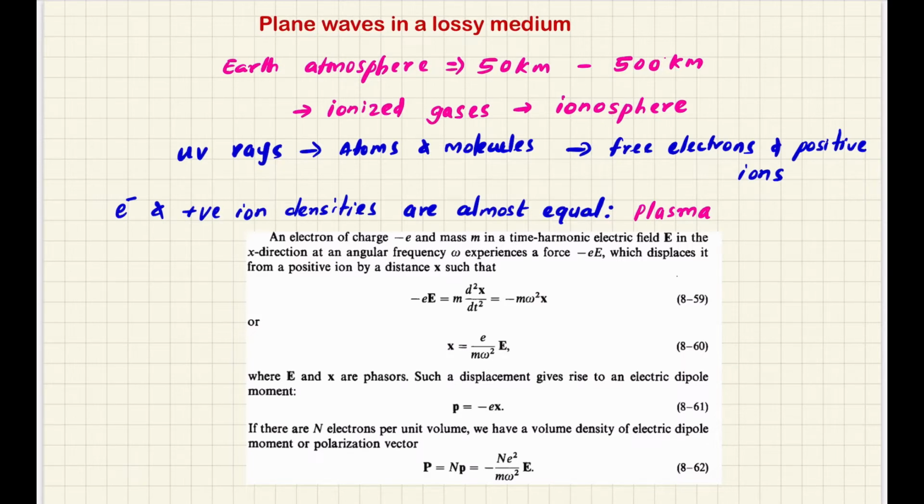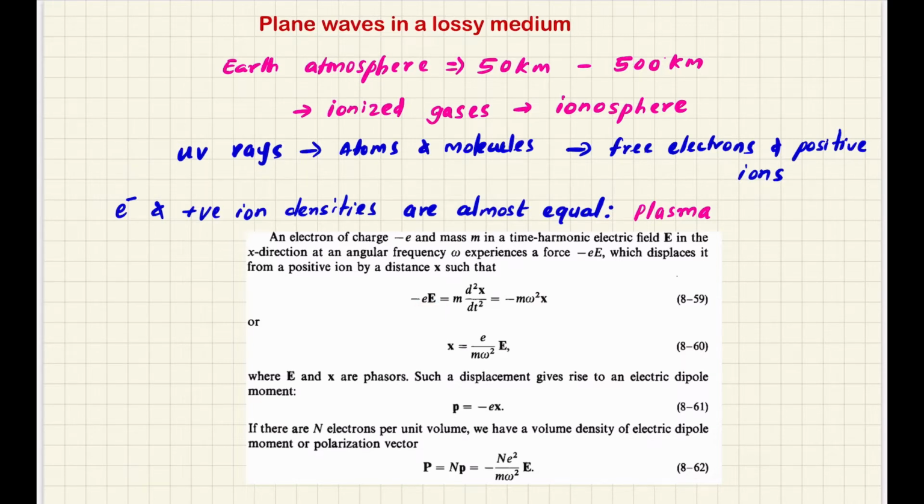When an electromagnetic wave propagates in such a medium, you consider an electron of charge minus e and mass m. Suppose there is an electromagnetic wave with electric field which is time harmonic, propagating in the x direction at an angular frequency omega. Okay, and the electron will feel a force due to the electric field of the electromagnetic wave, which is given by the charge times the electric field, which is given by this expression.